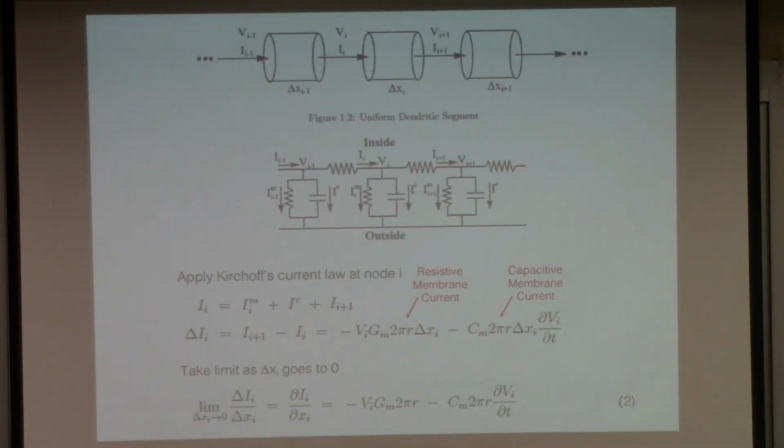So if voltage isn't changing, there's no current through the capacitor. There's only current through the capacitor when voltage is changing. So this relationship must be true, and that follows from Ohm's law. Okay, so now we've got two relationships.